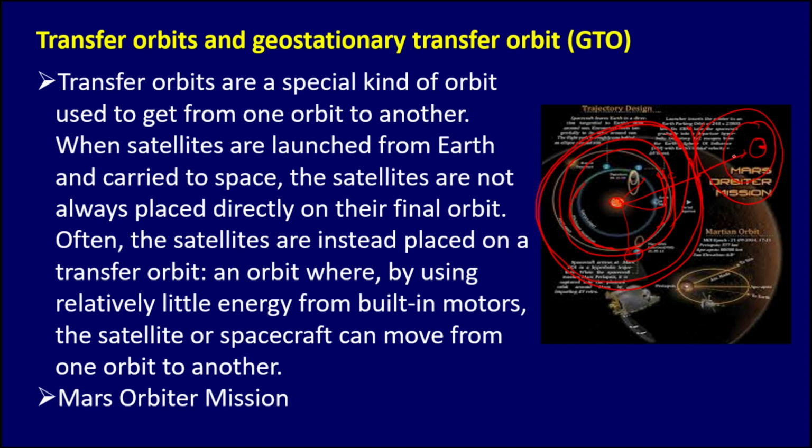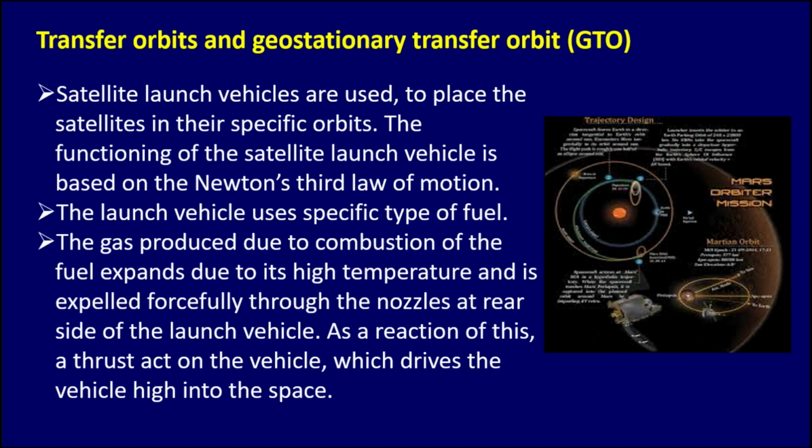Once it revolves around Mars, the speed will decide the height of this satellite from Mars. Like that, we have used this technique of transfer orbits in order to send a satellite to Mars.